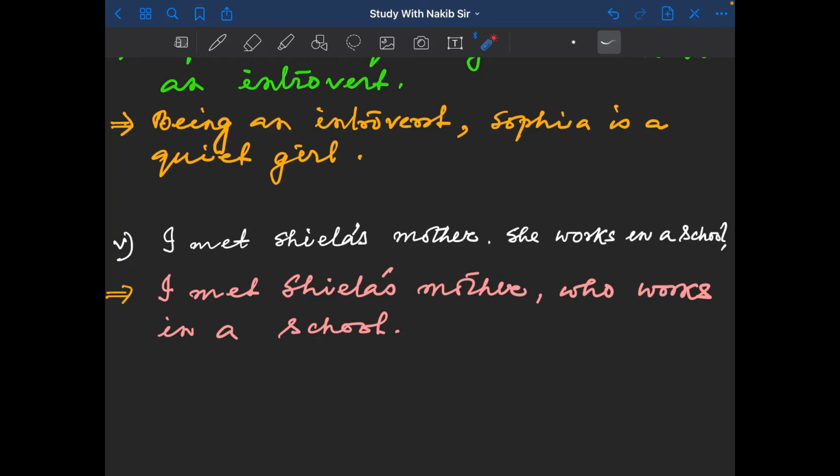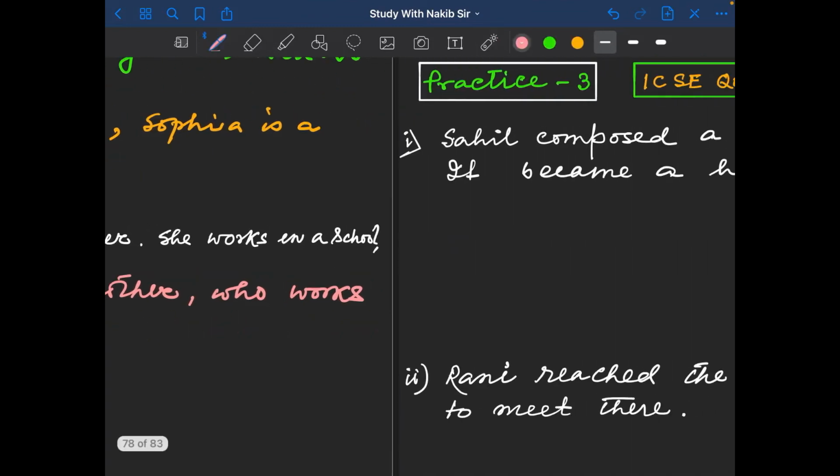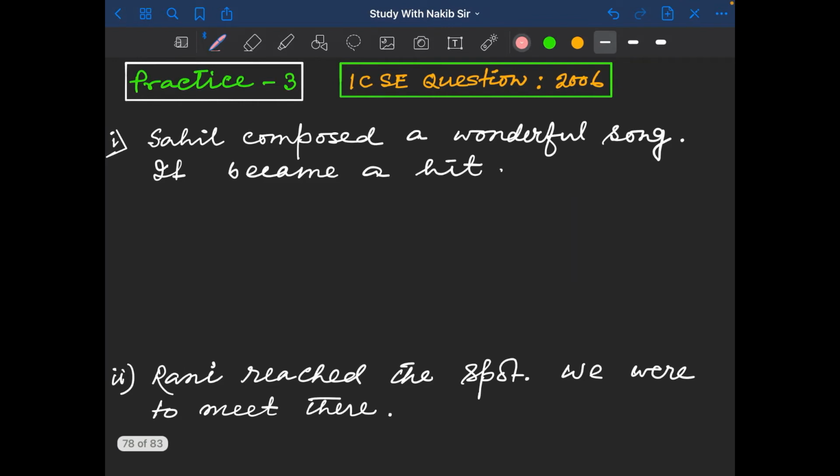Now you check your score. Okay, and use the comment box if it is necessary. Okay, now go to the next practice sheet. ICSE question of 2006. Okay, now see the question, copy them in your exercise book.